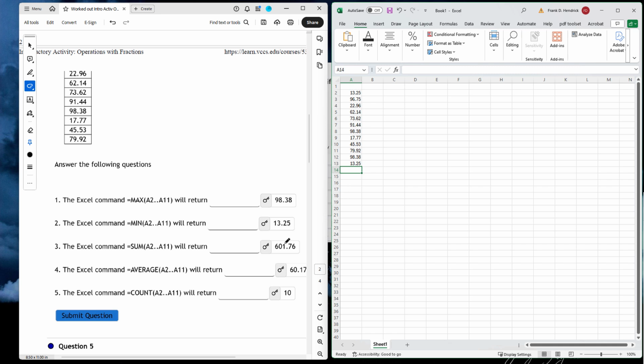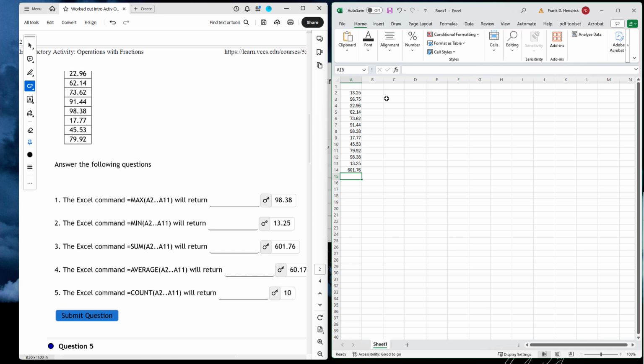The next one is sum, so I use a sum function here. I'm going to put that into A14. So A14 is selected. I go to my formula bar and hit equals, and I start typing SU, and there's the predefined function sum, and I'm going to have A2 colon A11 close parentheses. And look what happens when I look at A14 now. 601.76.